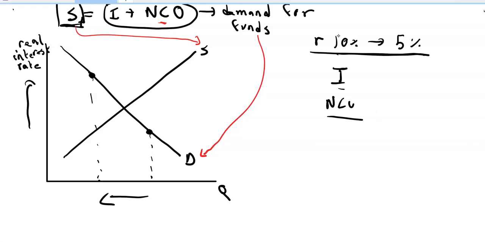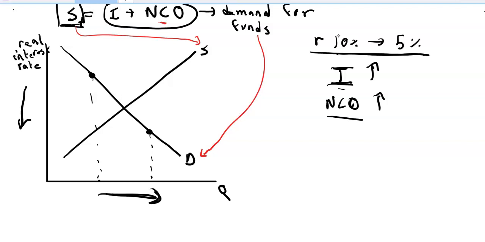Conversely, if the opposite happens, let's say interest rates fall from 10% to 5%, then domestic investment will definitely go up, because demand for loanable funds will go up. People will want more. What will happen to NCO? It may be that other countries provide better investment opportunities, so NCO may also go up. It becomes more positive, and consequently, we see the opposite happening. As interest rates decline, we see more loanable funds.